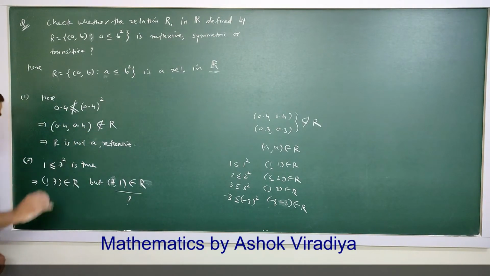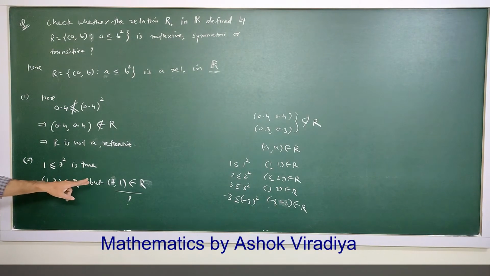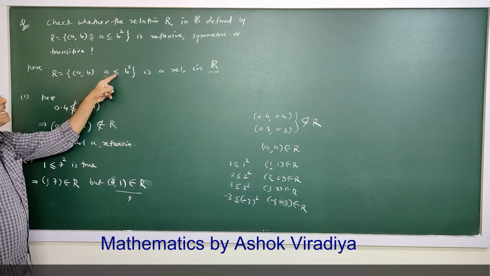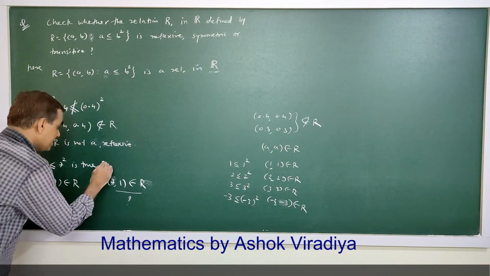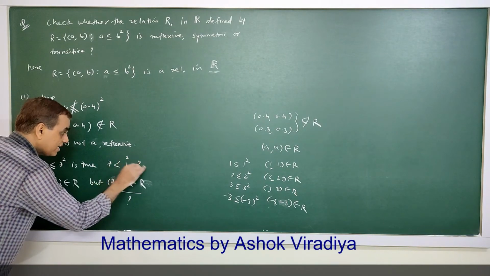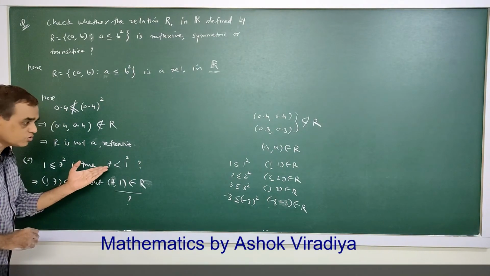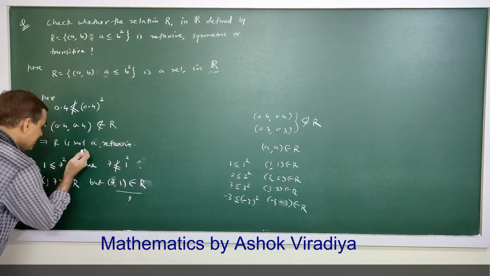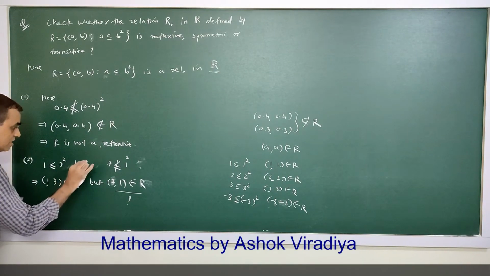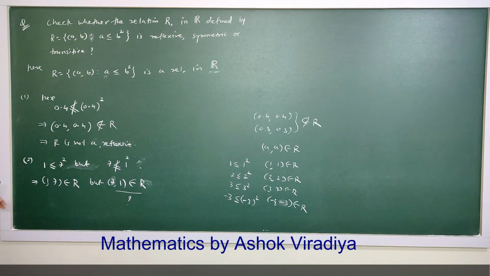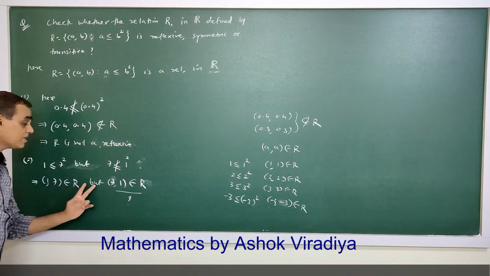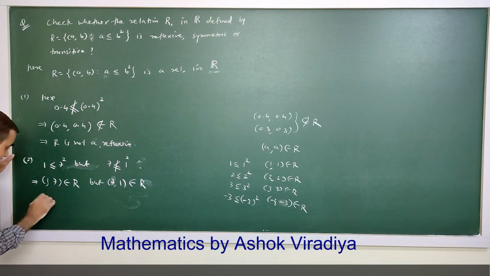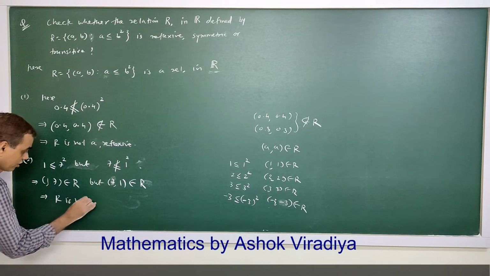We want to check this. (1, 7) belongs to R. Does (7, 1) belong to R? When can we say (7, 1) belongs to R? If 7 is less than or equal to 1 squared. Is 7 less than or equal to 1 squared? This is not true. So this is true, but 7 is not less than or equal to 1 squared. Therefore (1, 7) belongs to R, but (7, 1) does not belong to R.